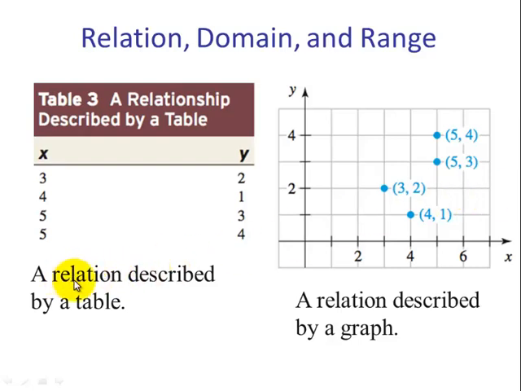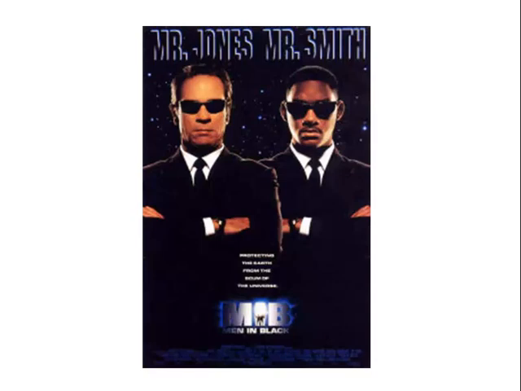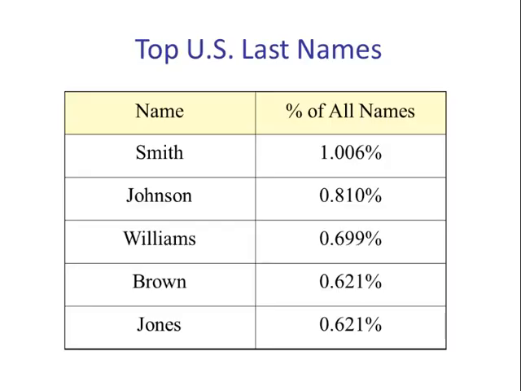Here's an example of a relation described by a table, and here's an example of a relation described by a graph. This is a poster from the movie Men in Black. Of course, this involves Mr. Jones and Mr. Smith.